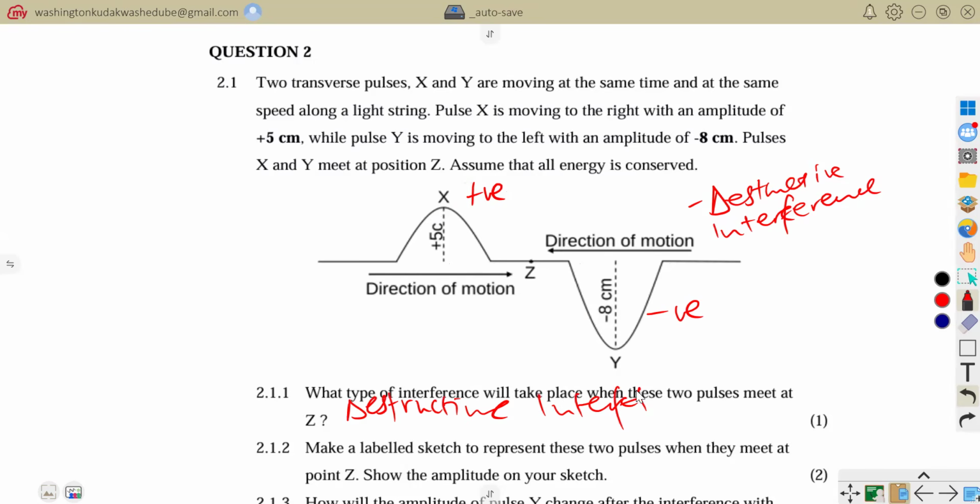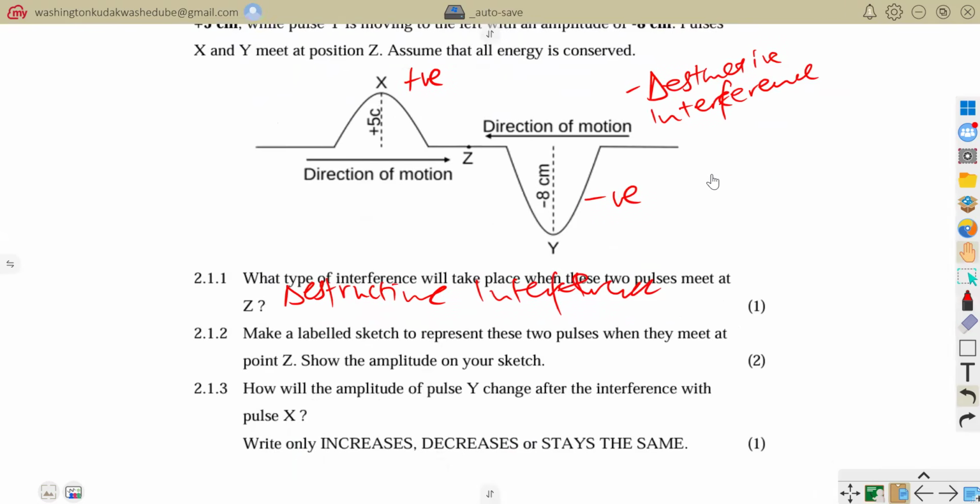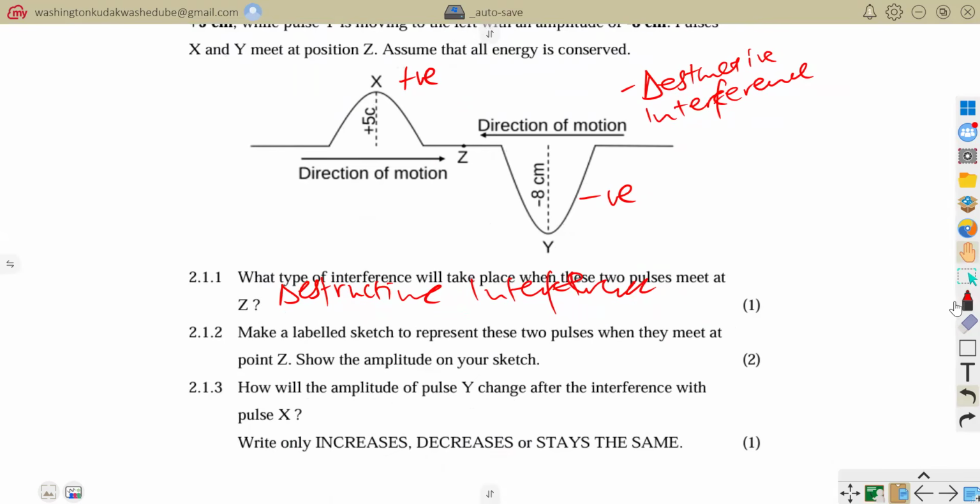Now, the following is saying, make a labeled sketch to represent these two pulses when they meet. So we've already shown examples of how some that look similar to this would interact. When they interact, since we have positive 5 on that side, and then we would be having what? Negative 8. So when they meet, this is what is going to happen.